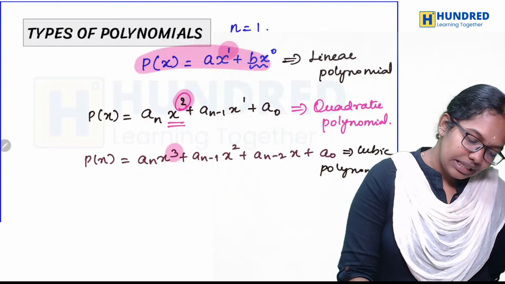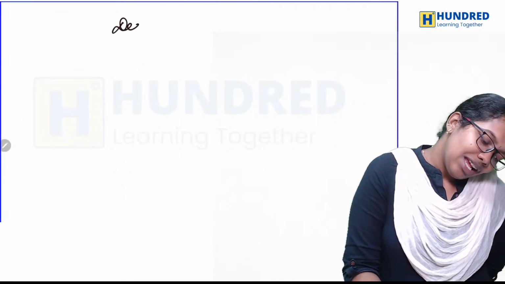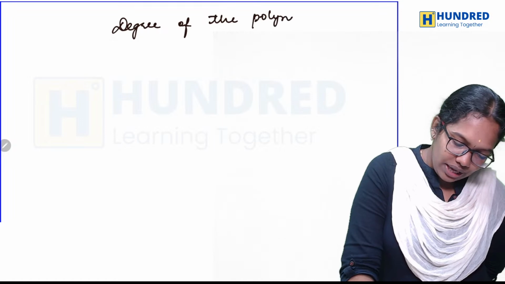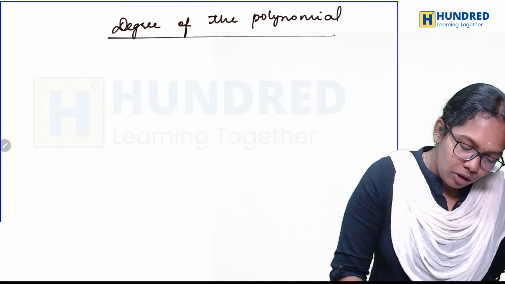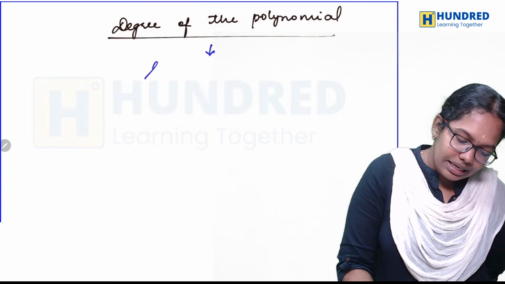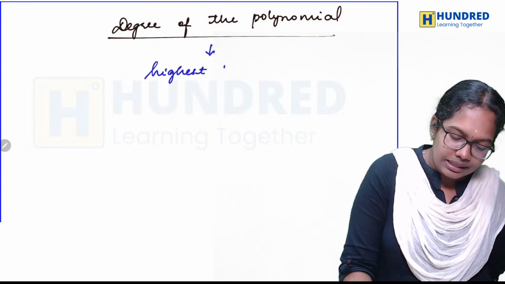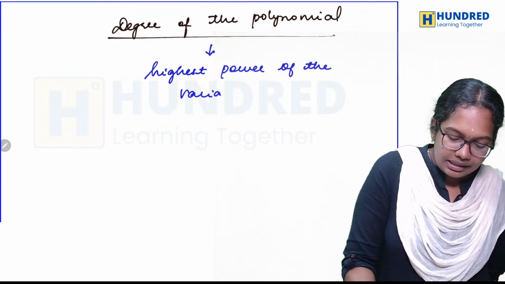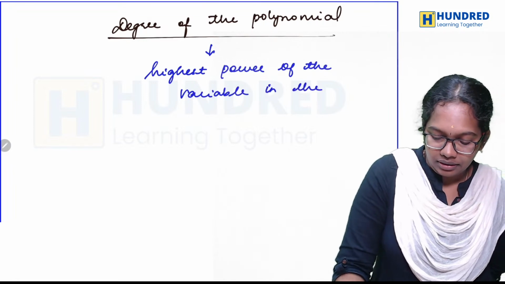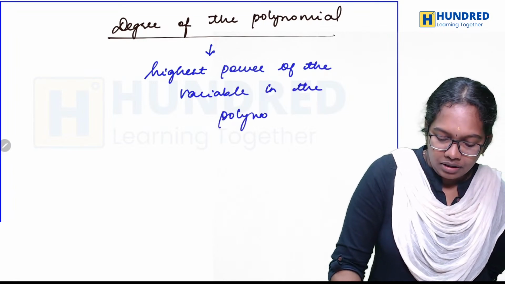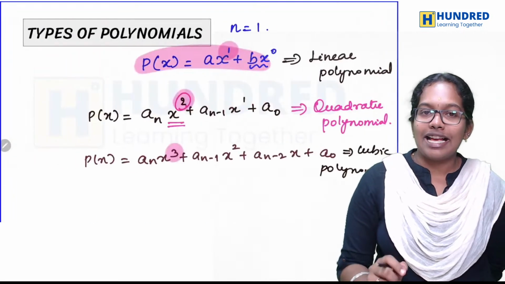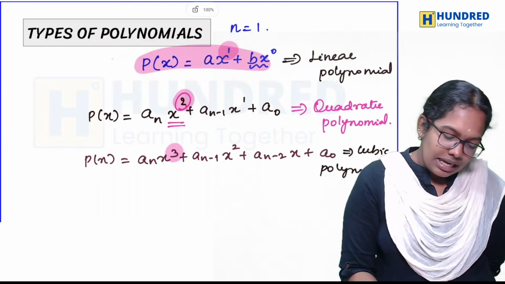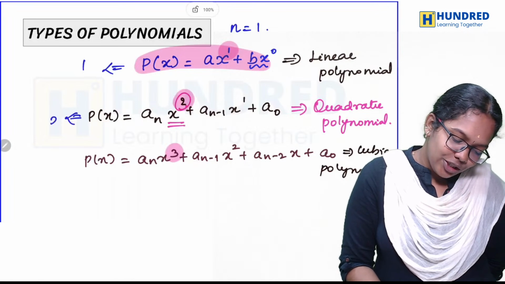These kind of highest powers are called as the degree of the polynomial. These are called as what? Degree of the polynomial. Okay, what's the degree of the polynomial? This is nothing but the highest power of the variable in the polynomial. Okay, so here the variable is what? X is the variable here. So in terms of the variable, the degree here is 1, the degree is 2 here, and the degree is 3 here.